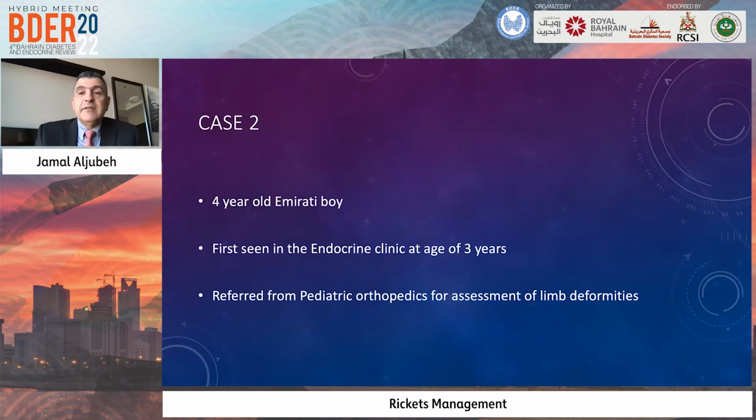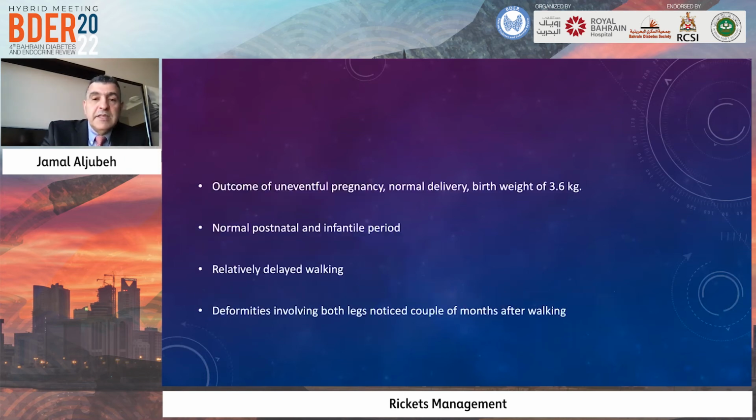Let's go to case 2 for a different type of scenario. This is a 4-year-old Emirati boy, first seen in the endocrine clinic at the age of 3 years, referred from orthopedic clinic for deformity in the limbs.